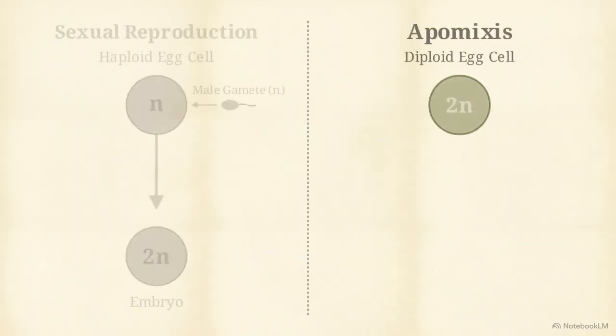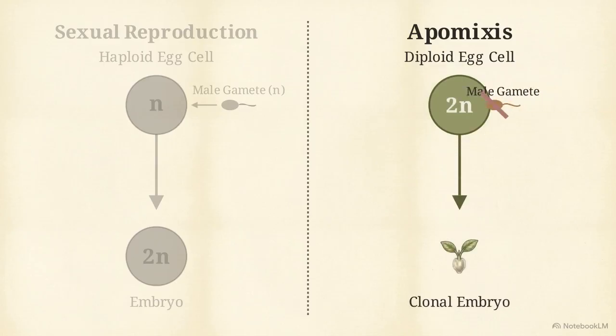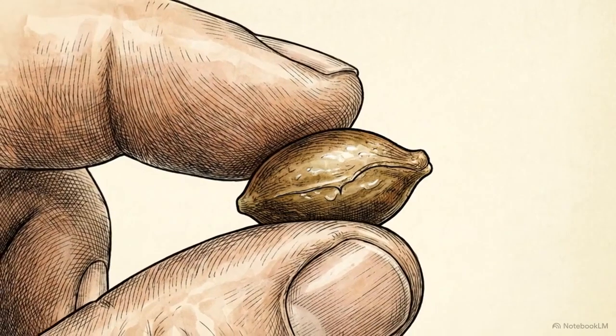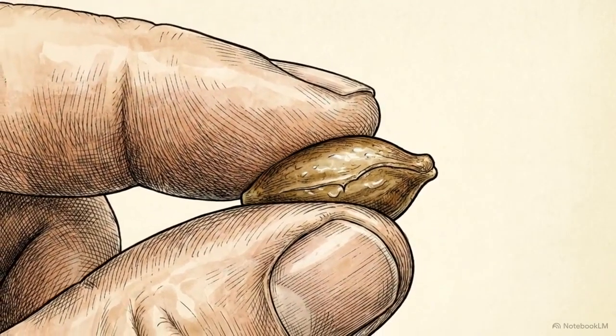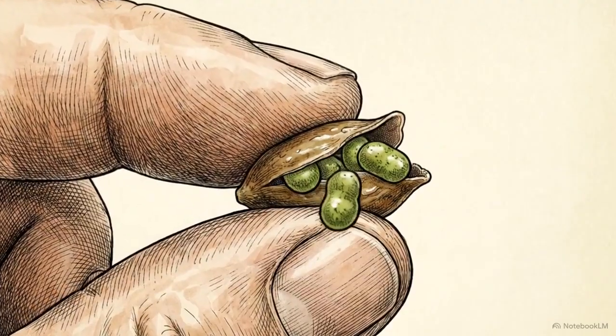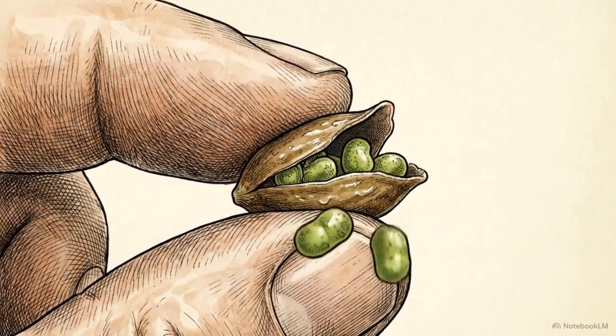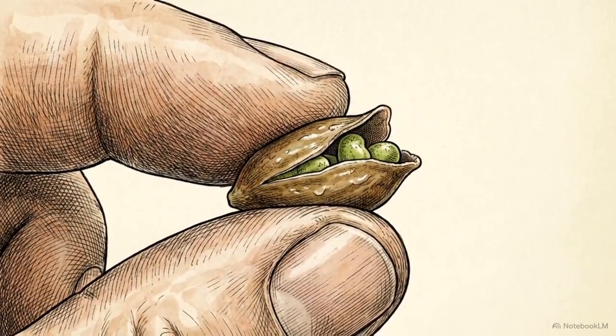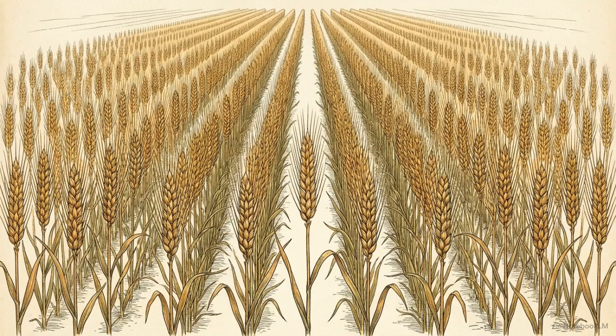This chart contrasts the two pathways. In apomixis, a diploid egg cell is formed without the usual reduction division. It then develops directly into an embryo, bypassing the need for a male gamete. A related phenomenon is polyembryony, frequently seen in citrus, where multiple embryos of different sizes and shapes form within a single seed. This bypass has significant economic potential.